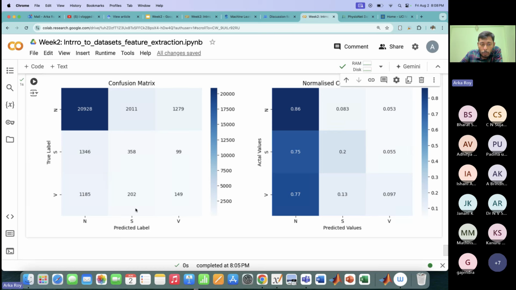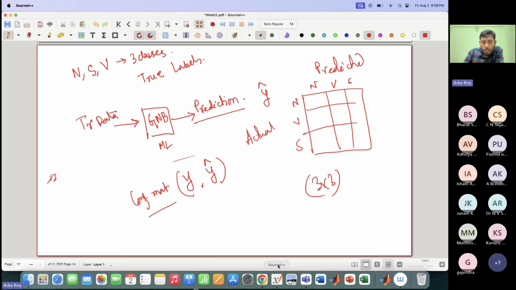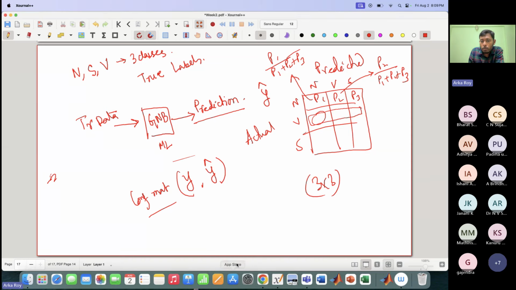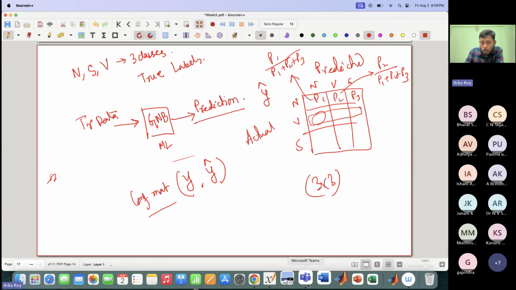So this is the whole number based confusion matrix. This is the normalized confusion matrix. How can you do the normalization? Let's say you have P1, P2, P3. If you want to normalize this particular cell, it would be P1 divided by P1 plus P2 plus P3. Similarly, for this one, it would be P2 divided by P1 plus P2 plus P3. So each element is divided by the sum of all elements in the row. That is how you get the normalized confusion matrix.